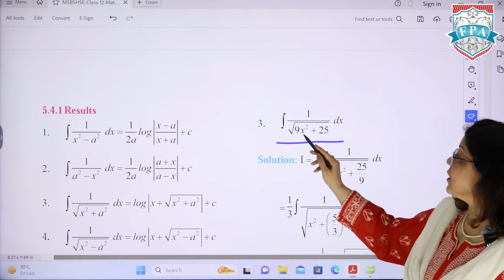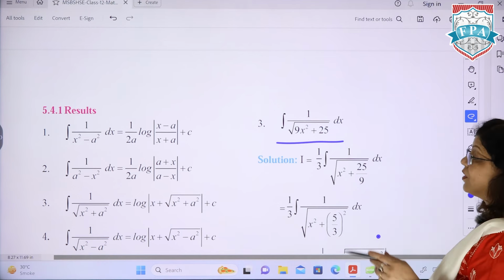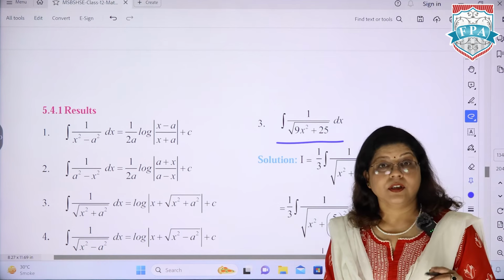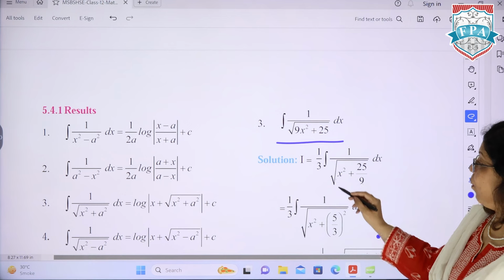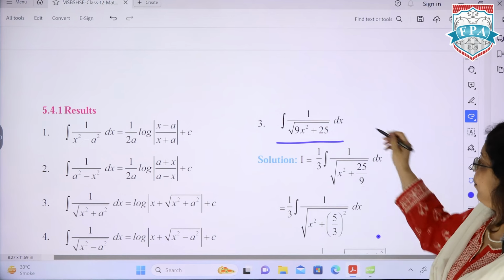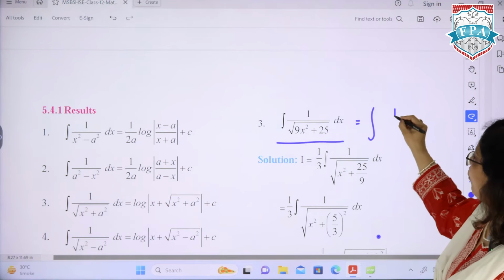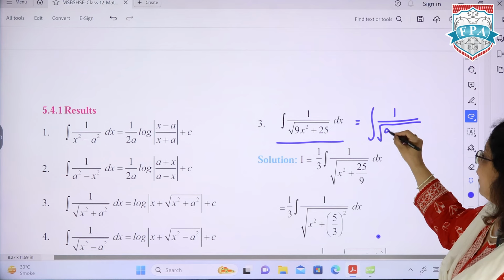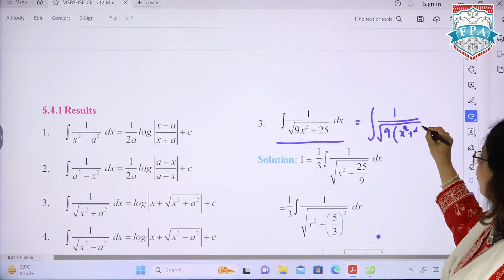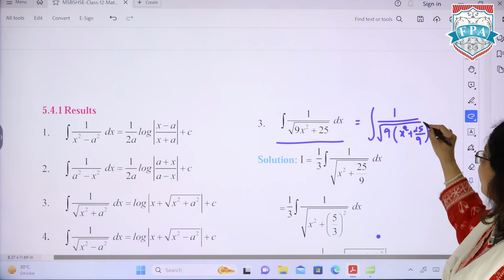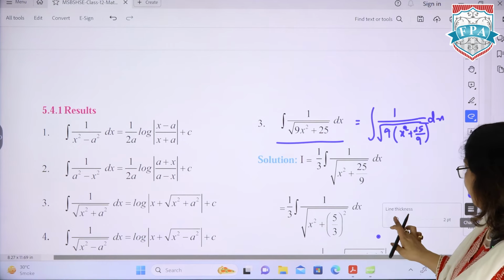So we'll take this 9 out of the square root. And if 9 goes out of the square root, it will come as 3 because root 9 is actually 3. So when you take 1 by 3 out, now you are left with x square and this is 25 by 9. I'm writing one intermediate step for your understanding over here. 1 upon 9 out. This is x square plus 25 by 9 and dx.